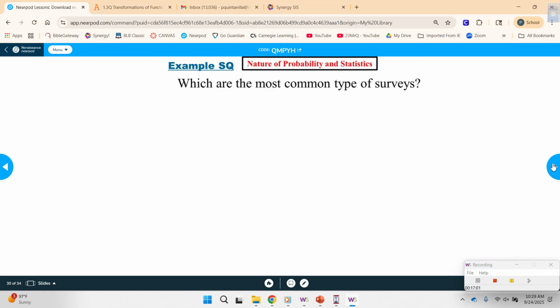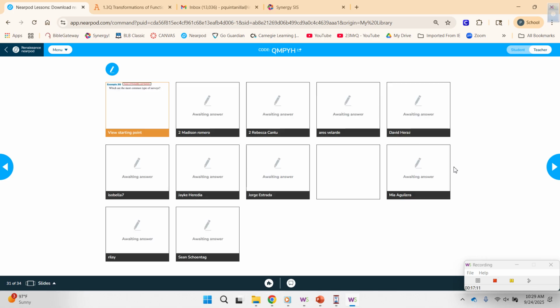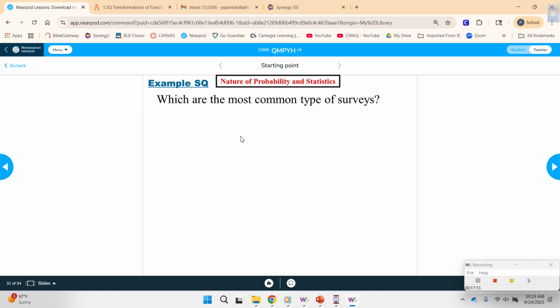Let's go. Next. Once again, type it on your screen. What are the most common types of surveys? Don't tell your neighbor. This is all you. Go. 3 most common types of surveys. Write them in there. 20 seconds. Don't tell your neighbor. 10, 9, 8, 7, 6, 5, 4, 3, 2, 1.